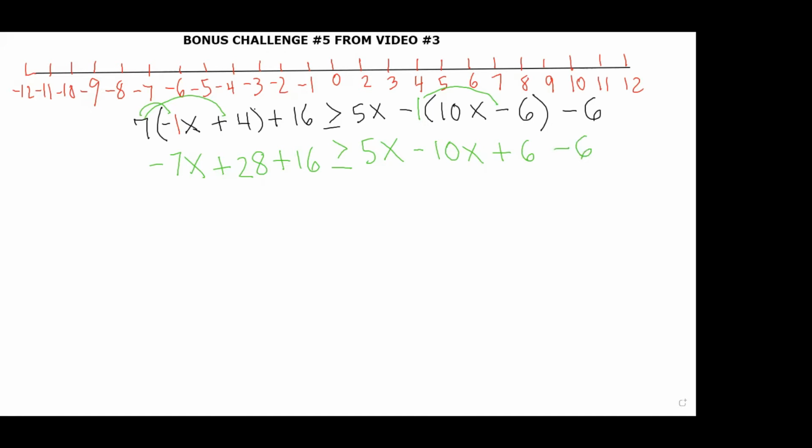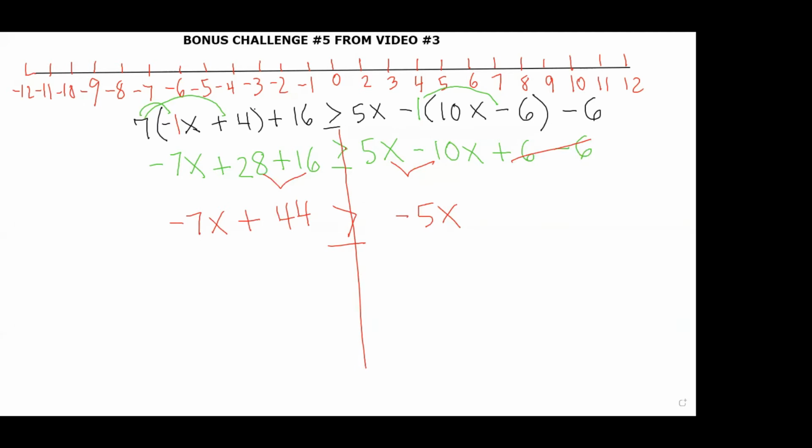Now, at this point, we want to look and see if there's any like terms on the same side. If we split this down the line right here, look and see if there's any like terms on the same side. And we see we have these two numbers right here. We need to make those one number. So we have -7x plus 44 is greater or equal to, and there's 5x and -10x. We want to make that one number as well. So that would be, yes, -5x. And these two numbers right here will cancel each other out. And so this is the extent of our problem right here.